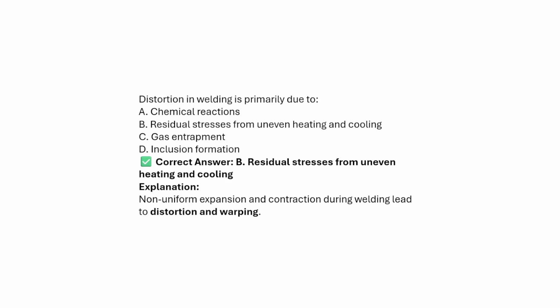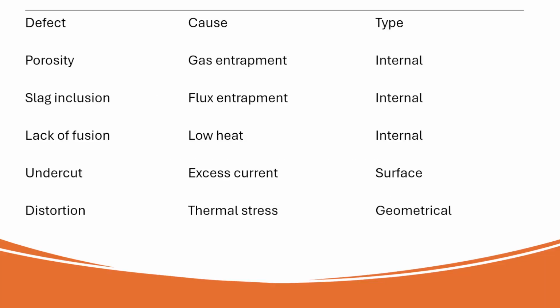The distortion in welding is primarily due to chemical reaction, residual stresses from uneven heating and cooling, gas entrapment, or inclusion formation. So the answer is option B, residual stresses from uneven heating and cooling. Explanation: non-uniform expansion and contraction during welding leads to distortion and warping.